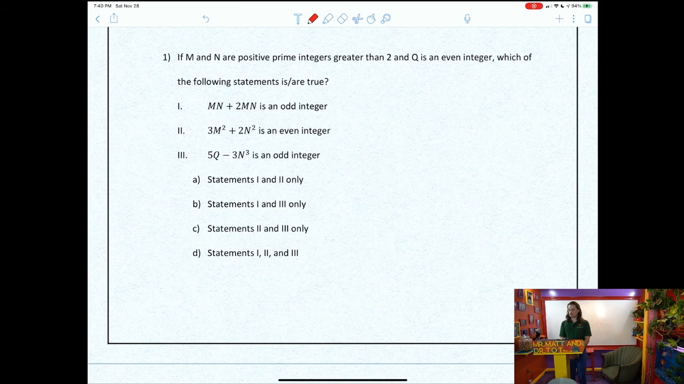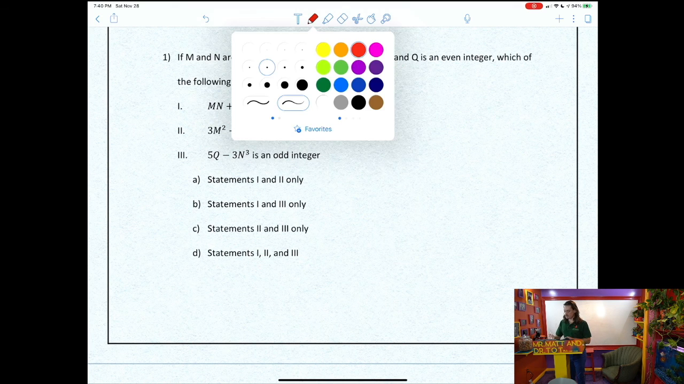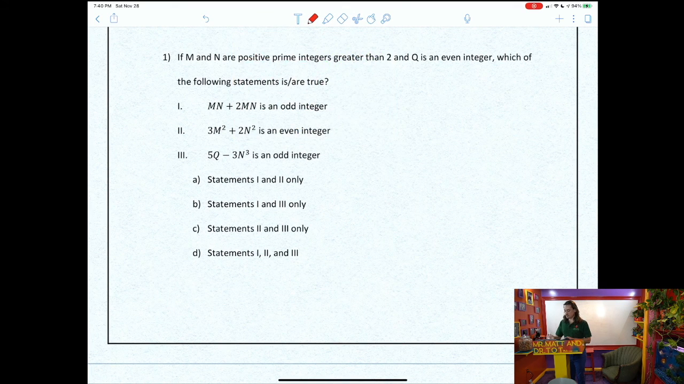So if we were going to solve this problem with substitution, we just identify the domain here, which they described: m and n as being prime integers greater than 2. Recognize that that's just a really tricky way of saying odd, because the only even prime number is 2. So if you're talking about a prime number greater than 2, it has to be an odd number. And then they tell you that q is an even integer. Integer also just means whole number.